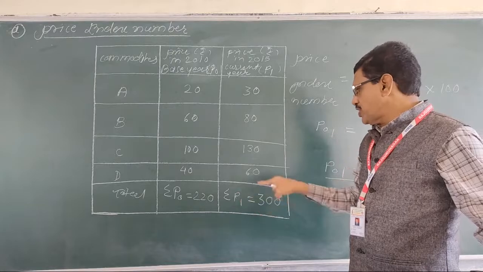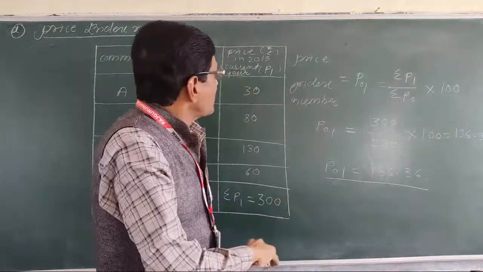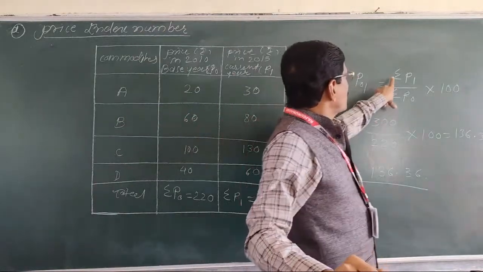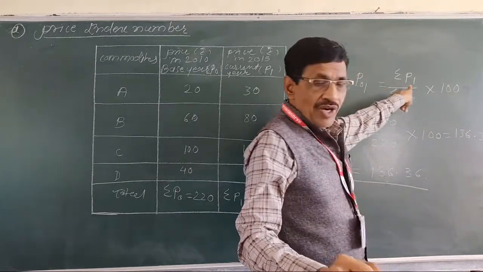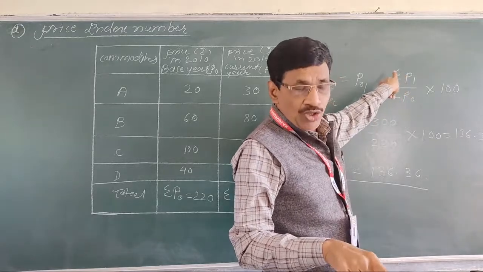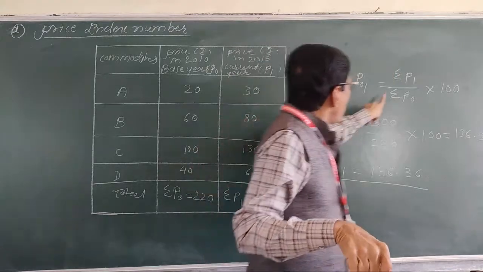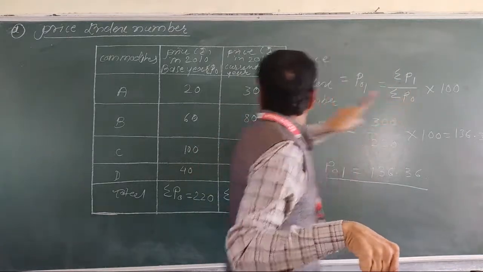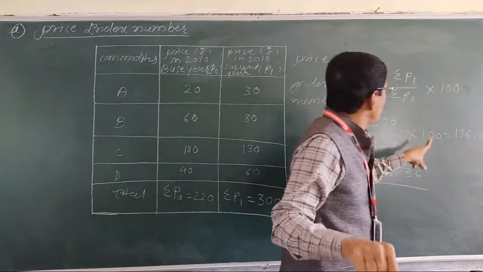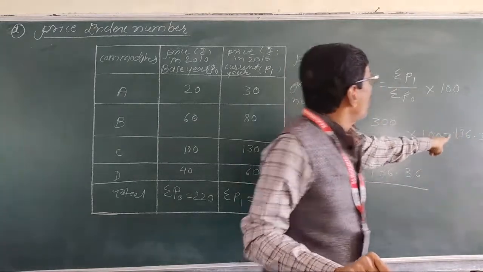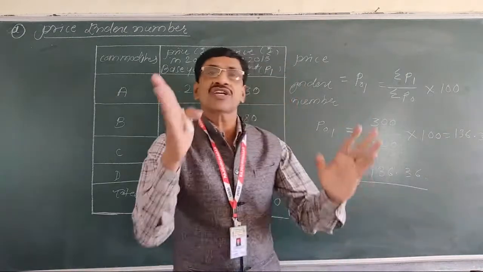So summation P1 is equal to 300. And then what is the formula of the price index number? P01 is equal to summation P1 upon summation P0 into 100. What is the meaning of summation P1? Sum total of prices of the current year. And summation P0 means sum total of prices of the base year. 300 upon 220 into 100 is equal to 136.36.